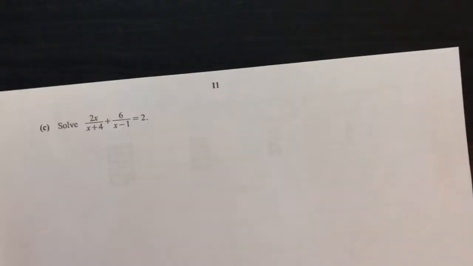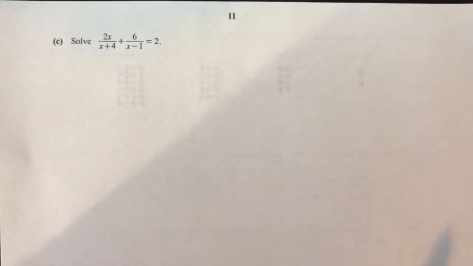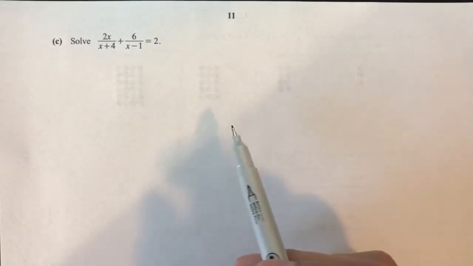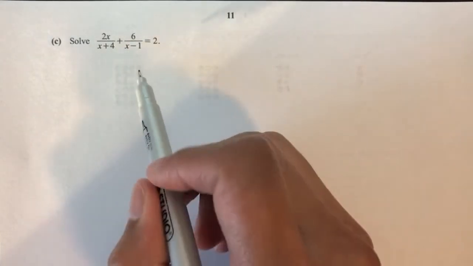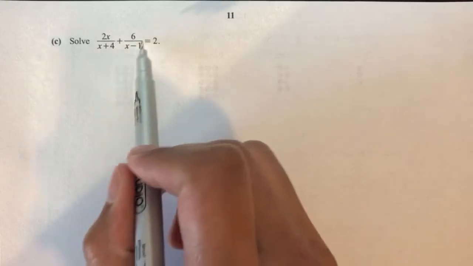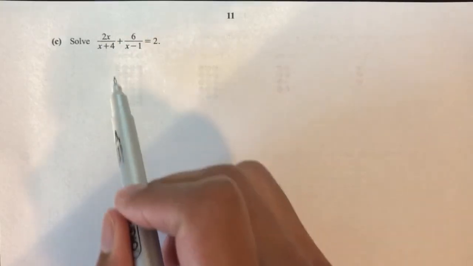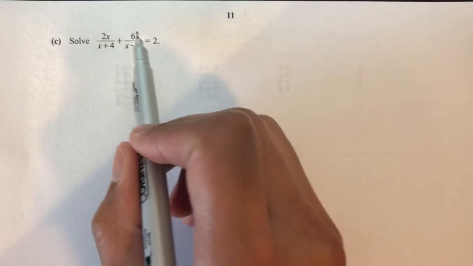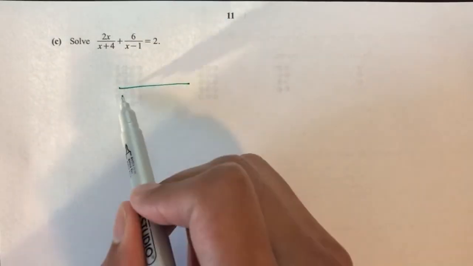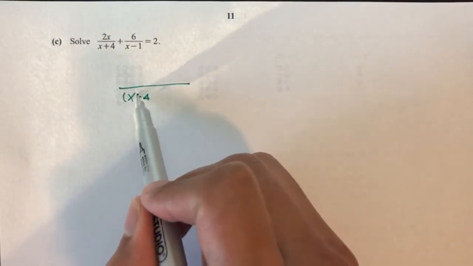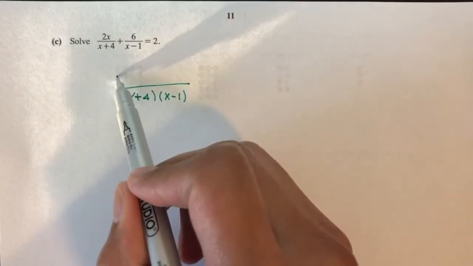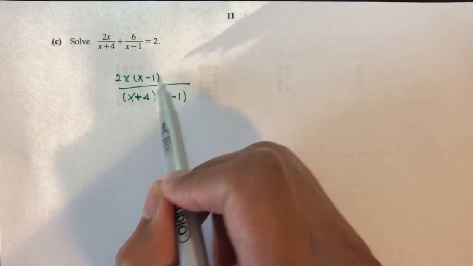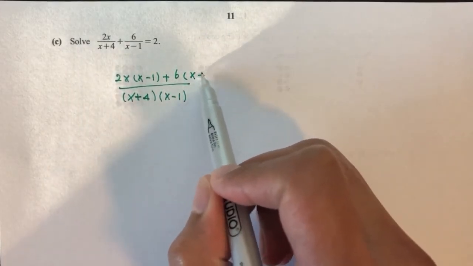Move on to part C. So now we have this equation. How do you solve this? We have to actually do the LCM for those two first. What do I mean? When you look at this, the bases are different. You have to make them have the same base. So let's look at this part first. Let's multiply the bases, x plus 4 times x minus 1, and then we cross multiply. We have 2x(x minus 1) plus 6(x plus 4).